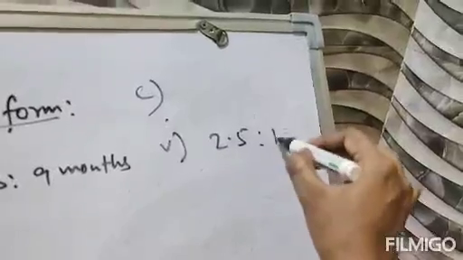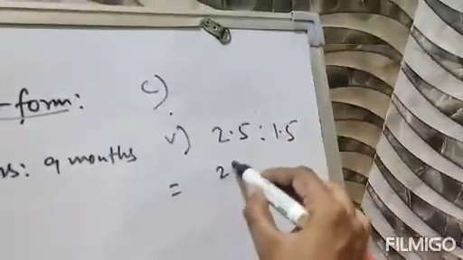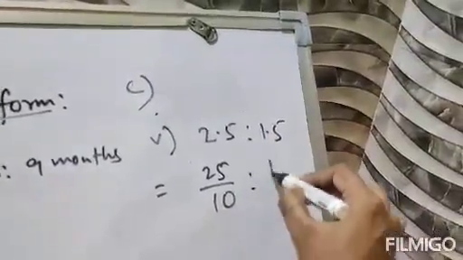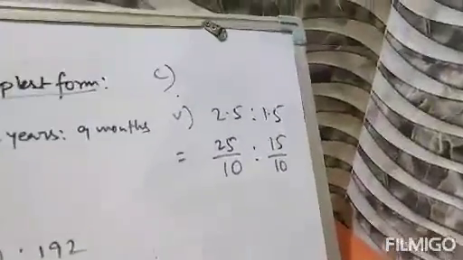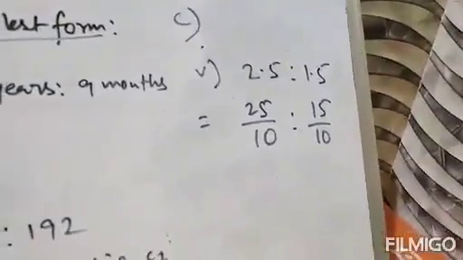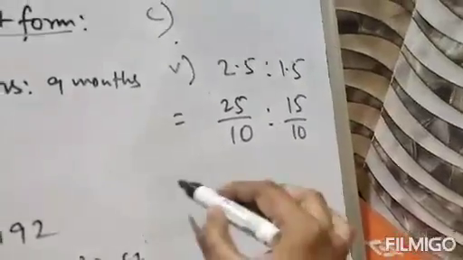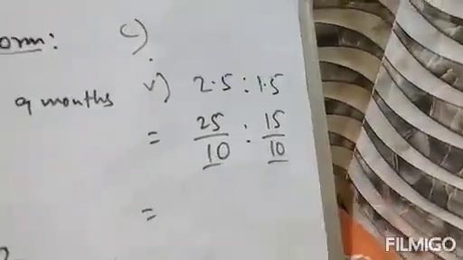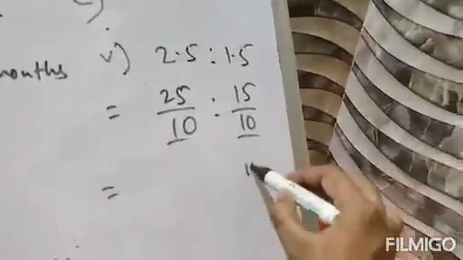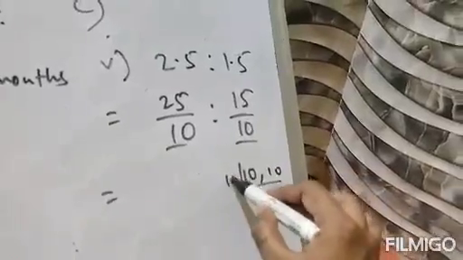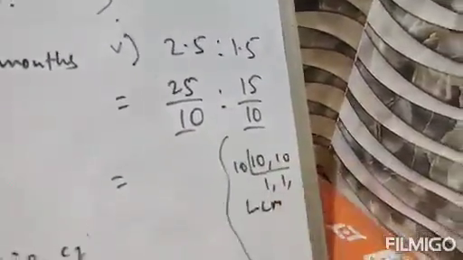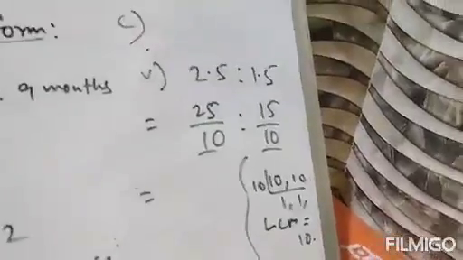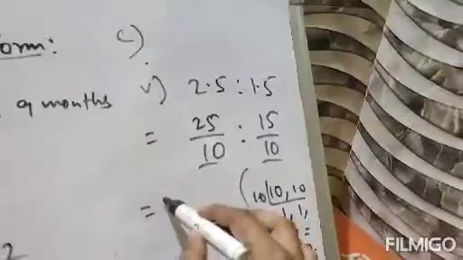2.5 is to 1.5. This is also 25 by 10 is to 15 by 10. Just omit the decimal and put zeros the same way. Now the denominator is 10. So same process, find the LCM of the denominators first. LCM will be 10. This should be done in rough space. Clear? LCM is 10. Now multiply each fraction with your LCM.